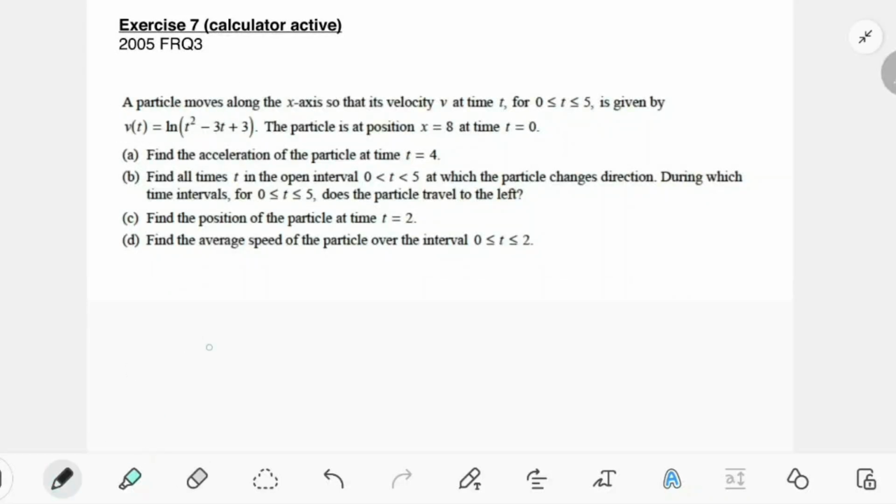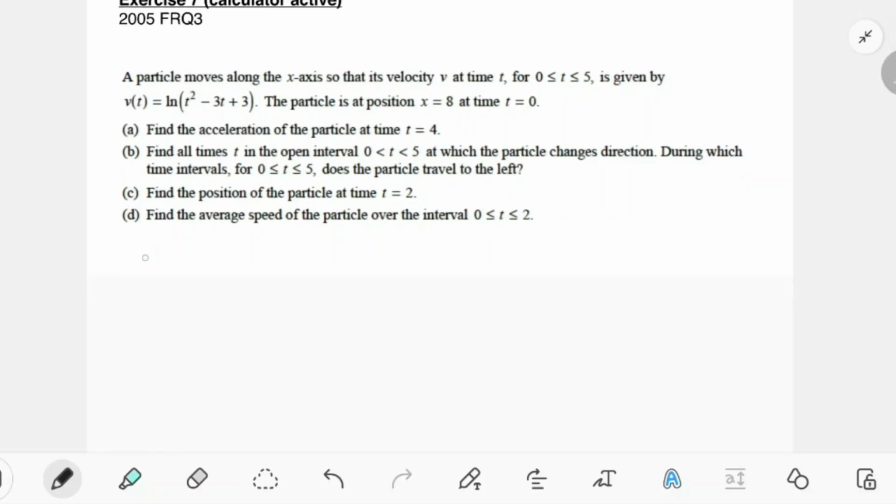A particle moves along the x-axis so that its velocity v at time t for the closed interval 0 to 5 is given by v of t. The particle is at position x equals 8 at time t equals 0. For part A, we have to find the acceleration of the particle at time t equals 4.